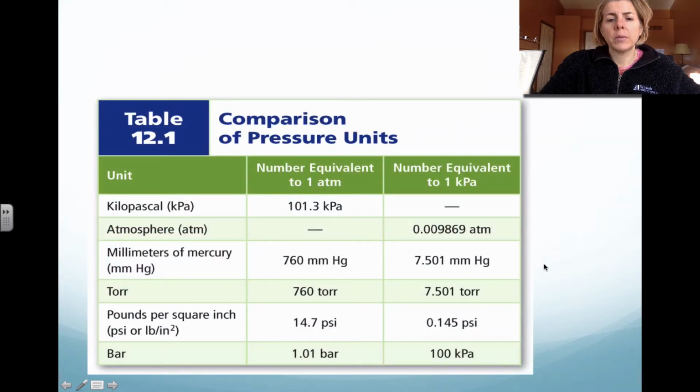Here's a table that shows you the different units. You could have what we call torr. Torr is an older unit, not used as frequently as the more modern equivalents of atm or pascals. And also PSI, which is an English equivalent that you may have heard, like if you're filling your tires, they're measured in PSI as opposed to millimeters of mercury or atmosphere.